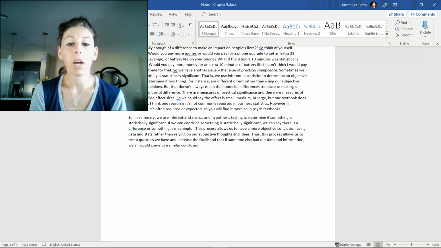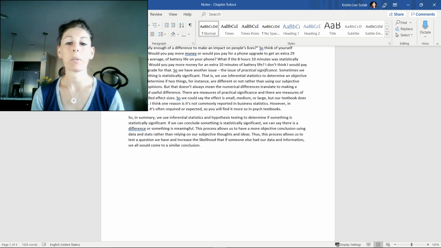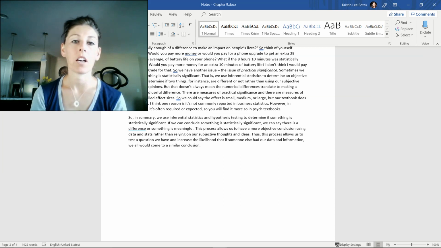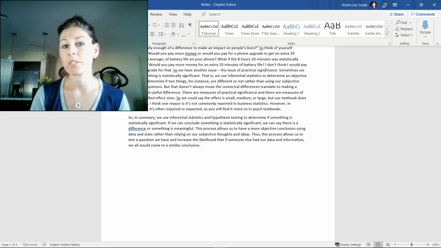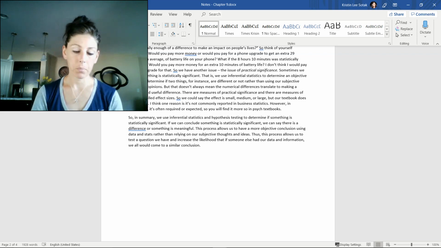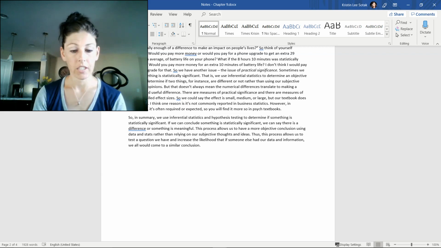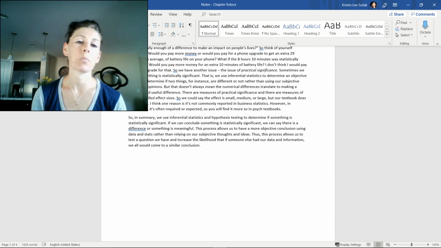The process allows us to test a question that we have and increase the likelihood that if someone else had our data and the same information, we'd all come to a similar conclusion. So it takes the subjectivity out and makes our approach more objective. That's really the idea of hypothesis testing, p-value, statistical significance. It helps us test some type of statement that we have about our population, and then evaluate that statement in terms of whether we have support for it or not.